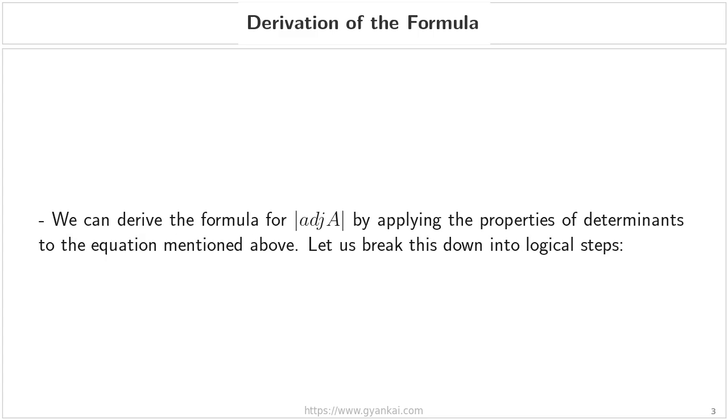Derivation of the formula. Now that we have established the fundamental property where a matrix multiplied by its adjoint equals the determinant of that matrix times the identity matrix, let's see how we can actually find a direct formula for the determinant of the adjoint. We don't want to have to calculate the entire adjoint matrix every time. That's far too much work. Instead, we can derive a much simpler formula by applying the properties of determinants to the equation we just looked at. Let's break this derivation down into logical, easy-to-follow steps.